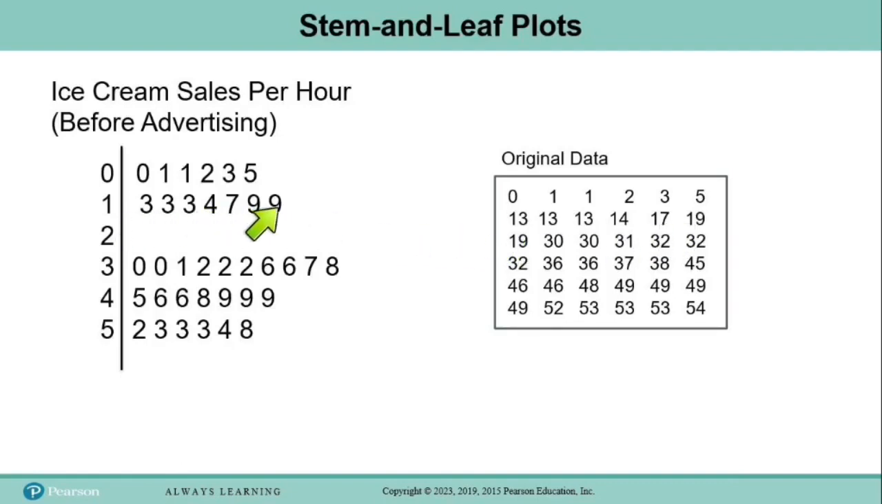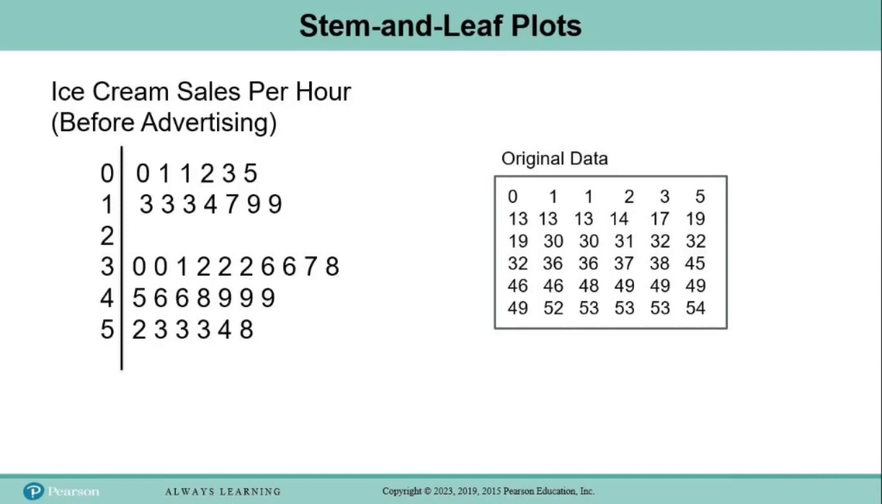So look over here at our leaves, and you can see how the numbers on this row all represent 13, 13, 13, 14, 17, 19, 19. And then over here in our data list, the numbers jump from 19 to 30. So that's why you don't see any 20s listed here. And then we have 30, 30, 31, and then we have 32 listed 3 times. So 2 30s, a 31, 32s listed 3 times, and so on.